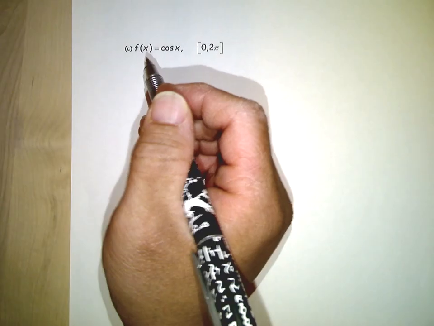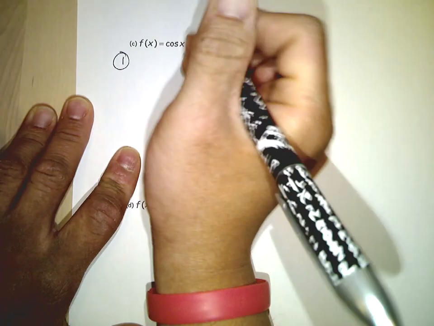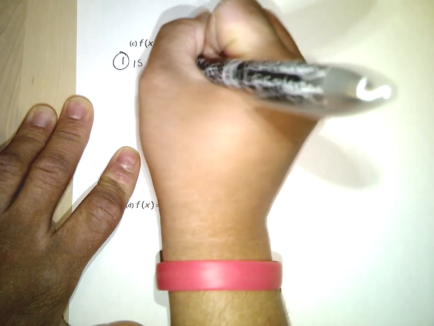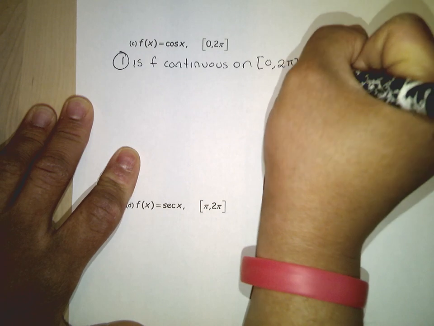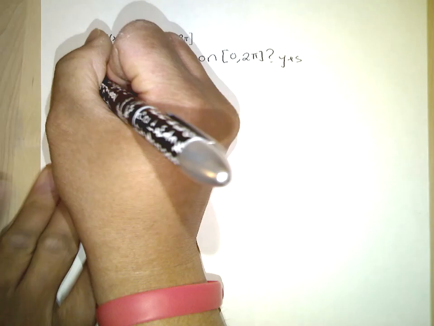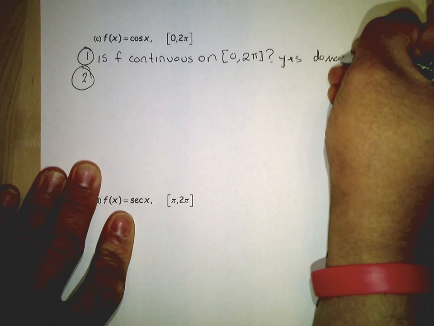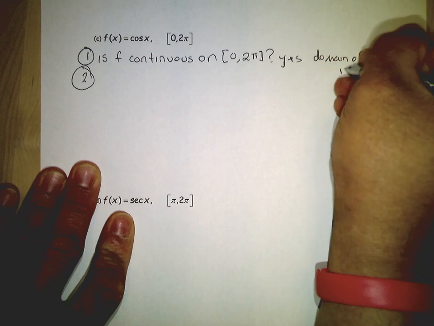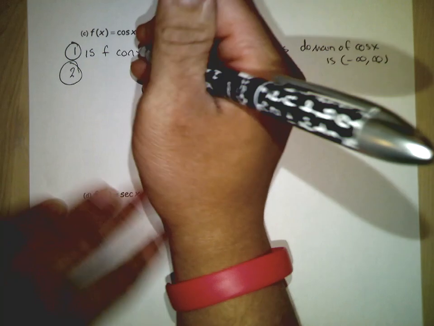Let's go ahead and try another example here. So f of x is cosine of x on the interval from 0 to 2 pi. So let's check the conditions. Is f continuous on the closed interval from 0 to 2 pi? And of course, yes, it is one of the trigonometric functions here. The domain of cosine of x is negative infinity to infinity, so of course it is continuous here.